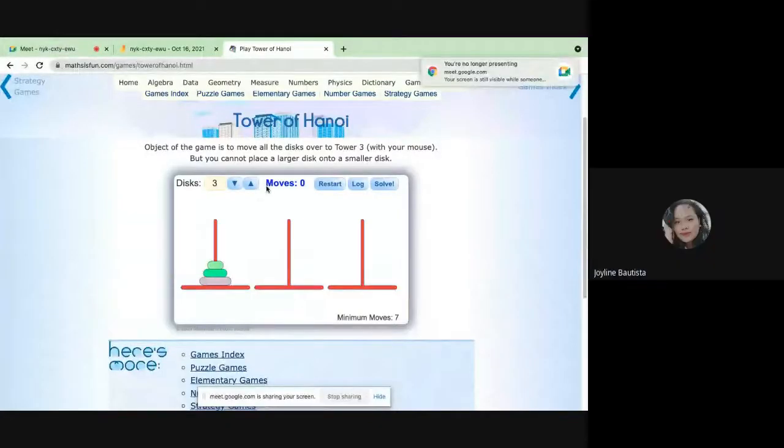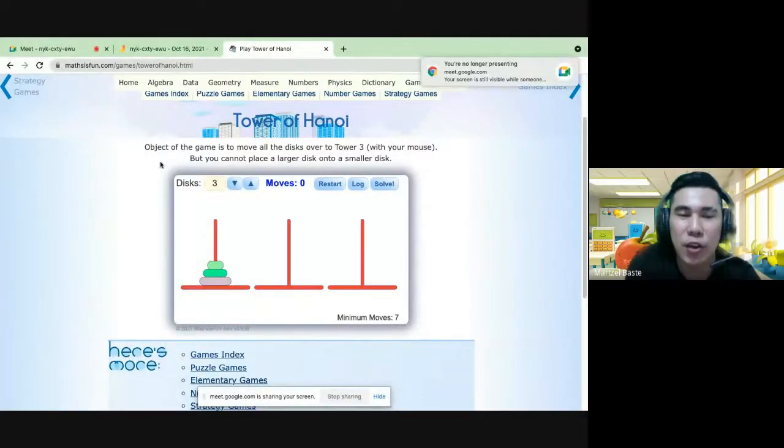So what you can see now. The object came that is used to move all the disks over to another tower. So right here you can see three towers. So first tower, second tower, and third tower.